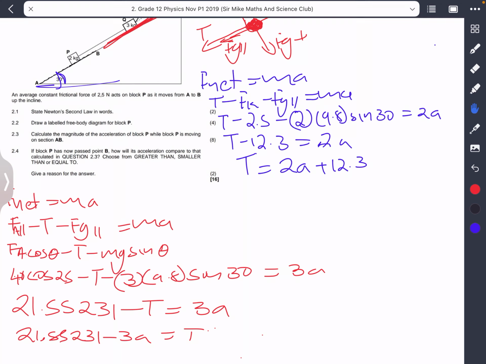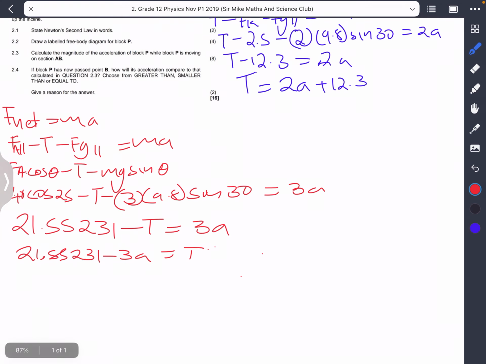P and Q, right? So in this case, what I'm going to argue is that T is actually equal to T. This is actually the same tension. So what I'm going to do is equate these two equations.